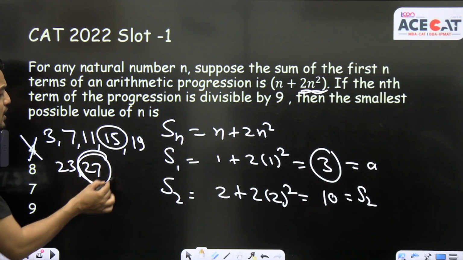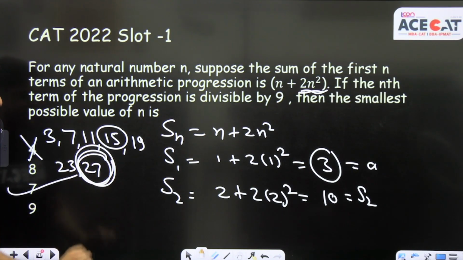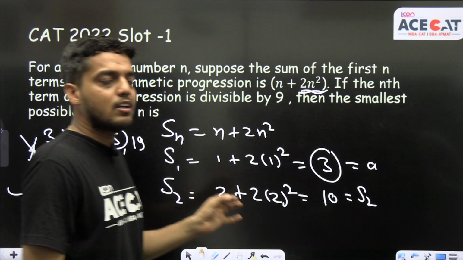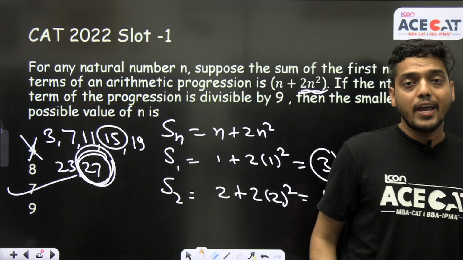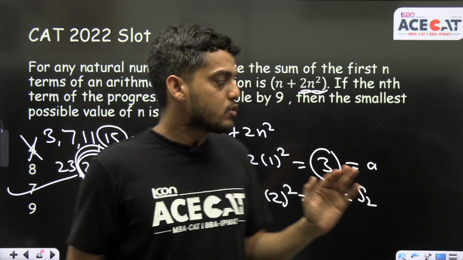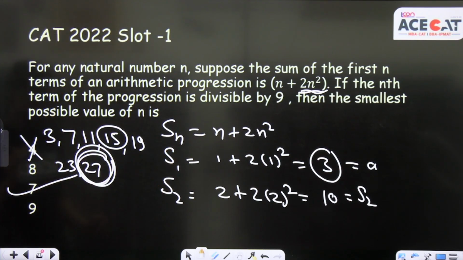Seventh term, we have got the multiple of 7. N equal to 7 is the correct answer, guys. Seventh term is the correct answer for this question. So this is one way to solve this question, guys.